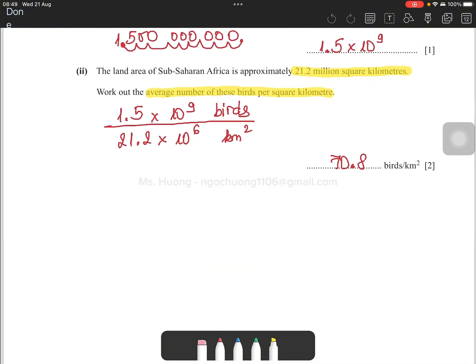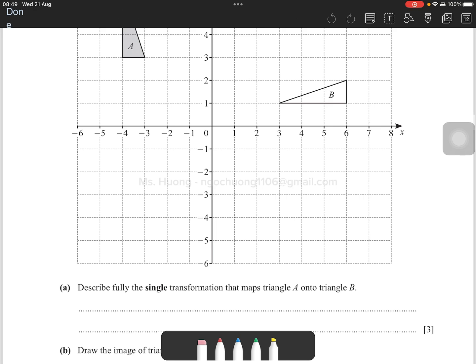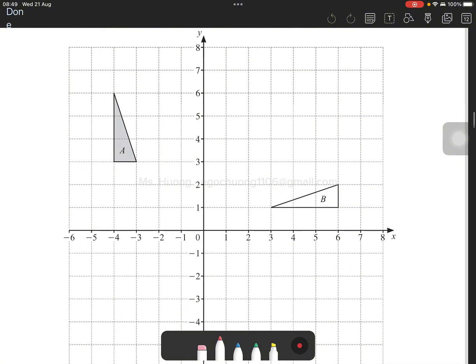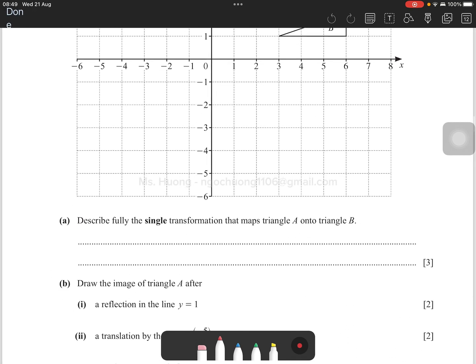Question 3. A. Describe fully the single transformation that maps triangle A onto triangle B. So when we look at these two triangles, we see that the transformation should be a rotation. And to describe the rotation, we need three things. The first one is the center of rotation. And the second thing is the angle, how many degrees. And finally, the direction, is it clockwise or anti-clockwise?